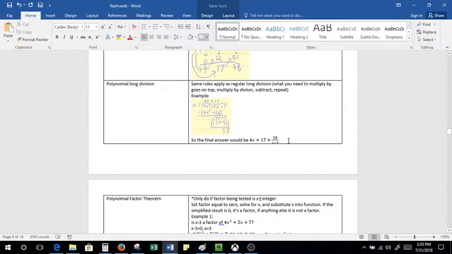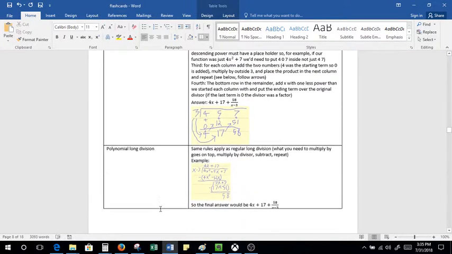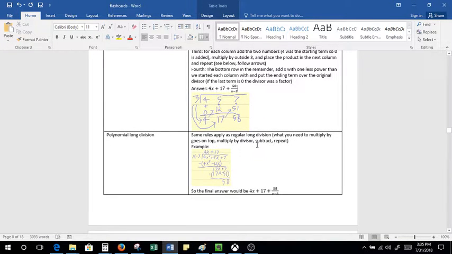Another way to do division with polynomials is polynomial long division. This is more versatile. Remember how I said that synthetic division had to be x to the 1 plus or minus an integer? We can do polynomial long division with whatever we want without issue. So I'm going to do the exact same problem but using polynomial long division.